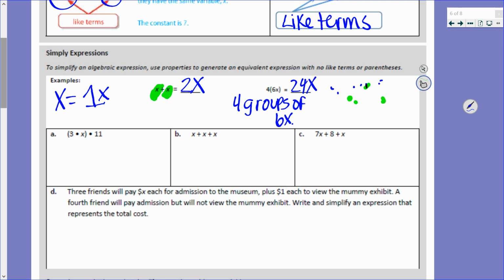Okay, so part A. Part A says 3 times x, and then whatever you get for that product times 11. So let's break it down into each one step. So 3 times x is going to give me 3 groups of x is how many x's? 3x. 3x, good. So now I have 3x times 11. So 3 times 11 gives me 33x.